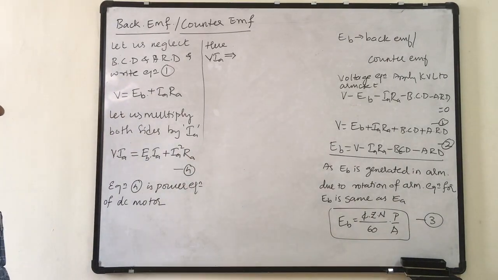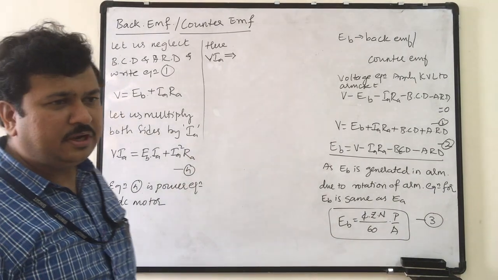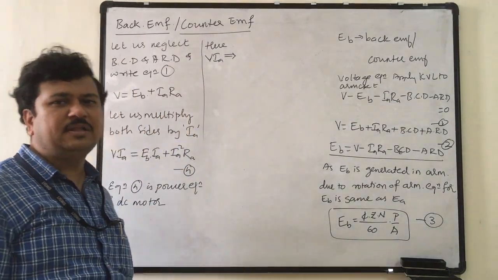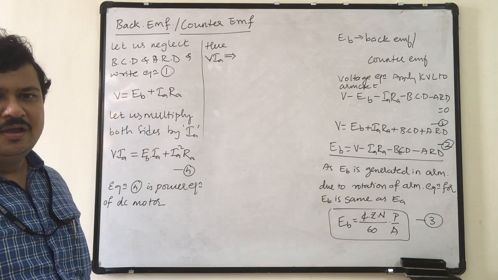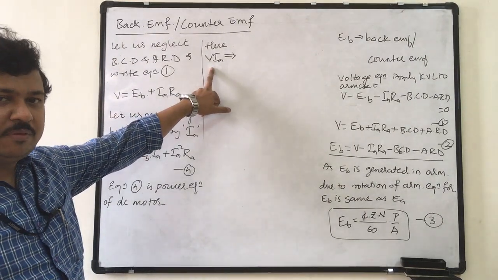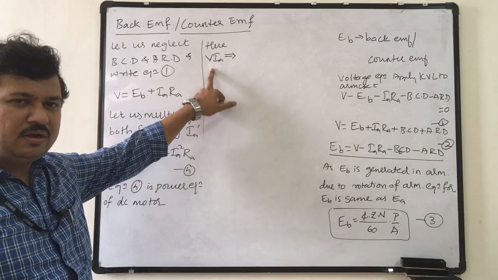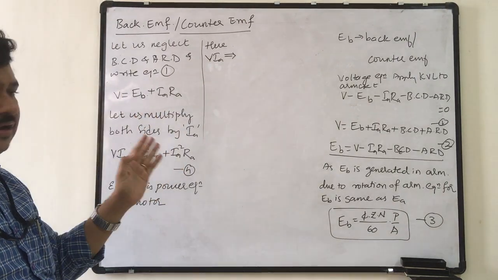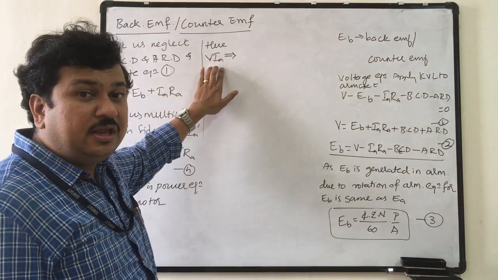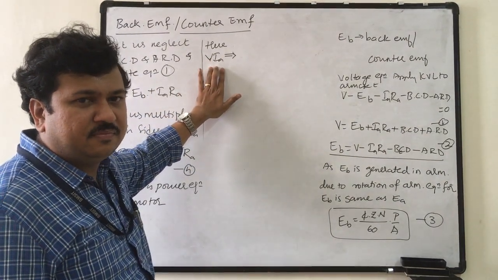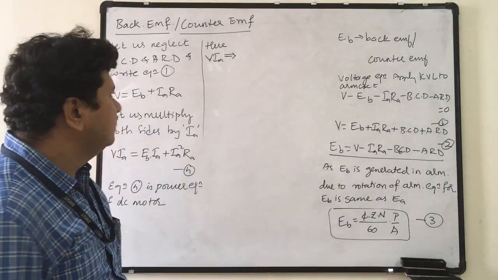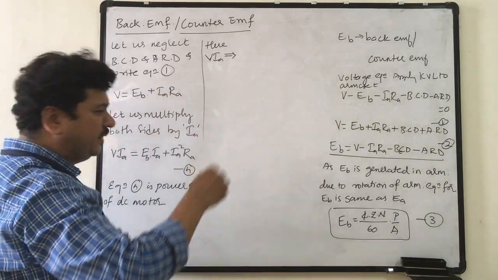Now I should know whether this armature power V into Ia is given from an external source or generated by the machine. If this were a generator, it would have been the generated power, but it is a motor. I am providing this current and voltage from the external source. So this is the input power to the armature. Across the armature, it is a motor. Ia is flowing from the source V.